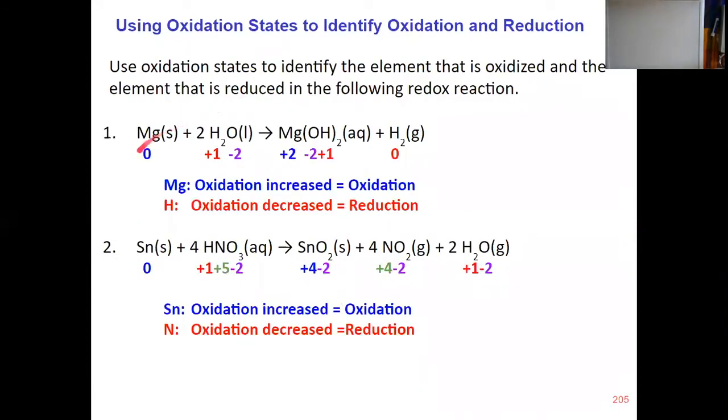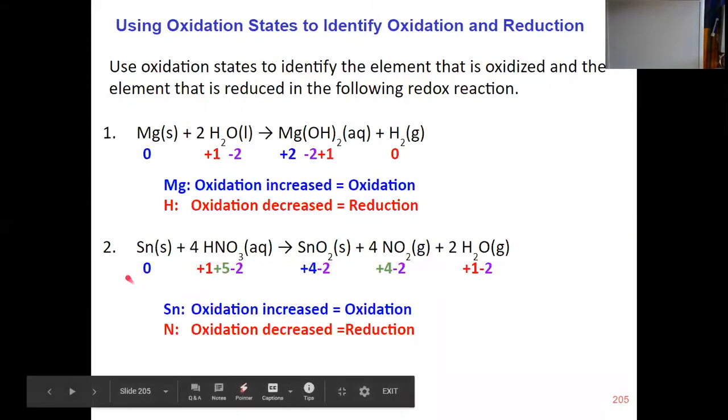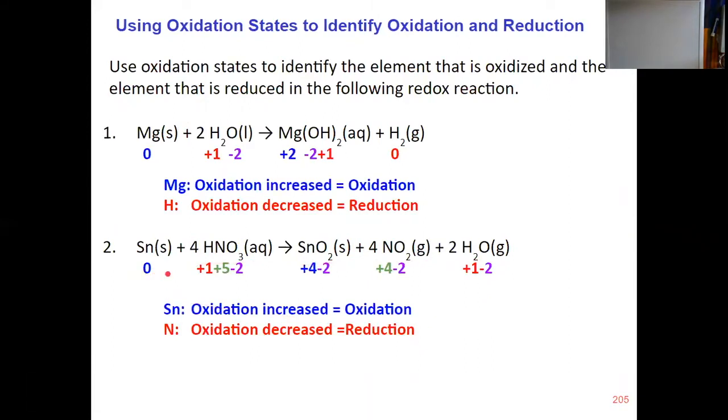Okay, so over here now for number 2, you see that I'm going to start by assigning oxidation states to every component here. So my tin is going to be 0. I'm going to go through the process of assigning oxidation states to each of these components. Hydrogen will be a +1, nitrogen will be a +5, oxygen will be a -2. On the other side of this reaction, my tin is a +4, my oxygen's a -2. In NO2, my nitrogen's a +4, oxygen's -2. In H2O, my hydrogen's a +1, my oxygen's a -2.